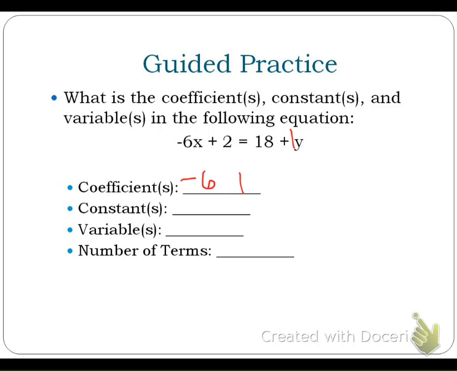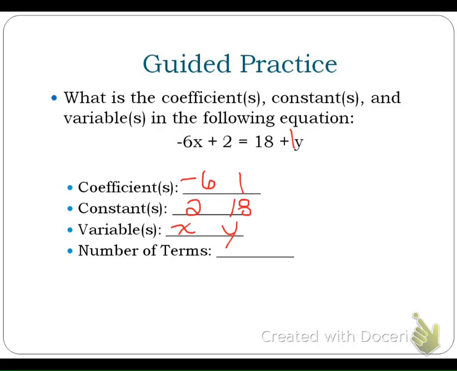Constants, I see a 2 and I see an 18. It doesn't matter on which side of the equation the constants and coefficients and variables may be located. They're still constants, coefficients, and variables. Let's find our variables. X is a variable and so is y.